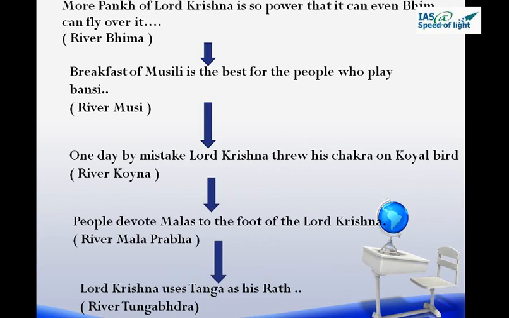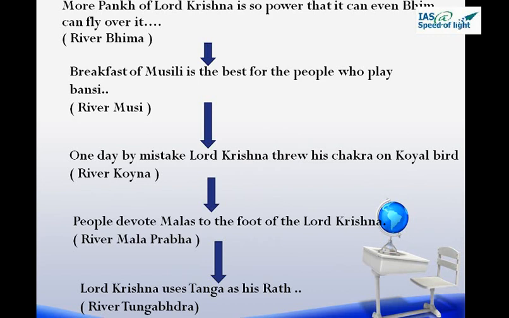And then Rath. Just imagine Lord Krishna, he's driving one Rath, which was Tanga actually. So he is calling passengers to that Tanga. So from Tanga it becomes river Tungabhadra. Let's go one by one.